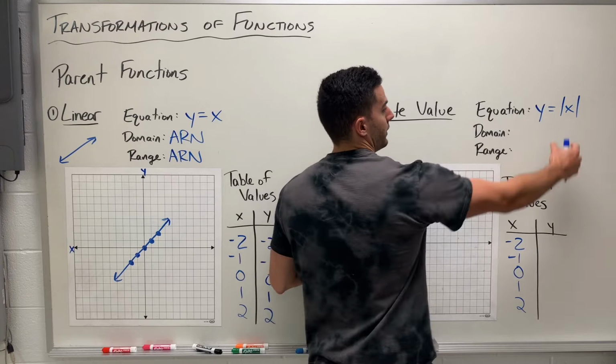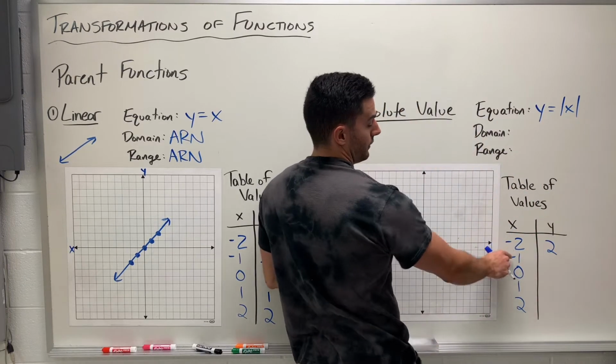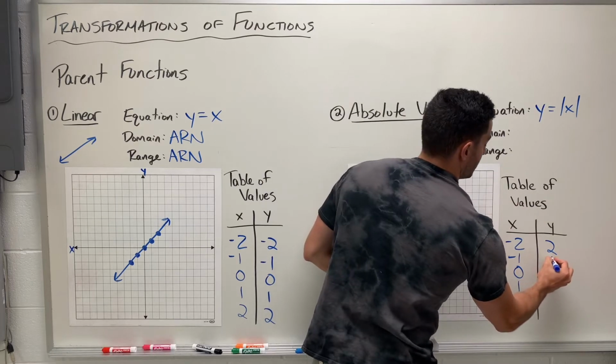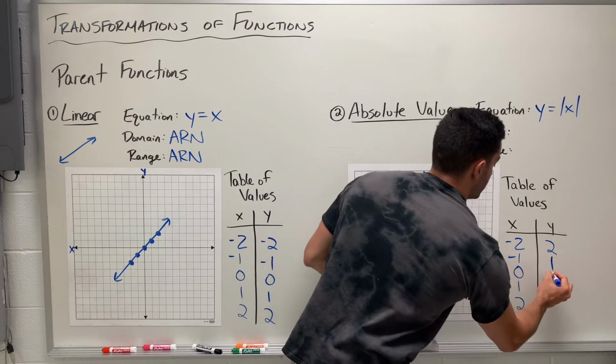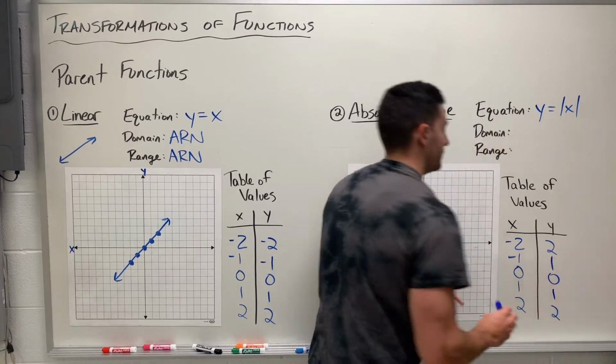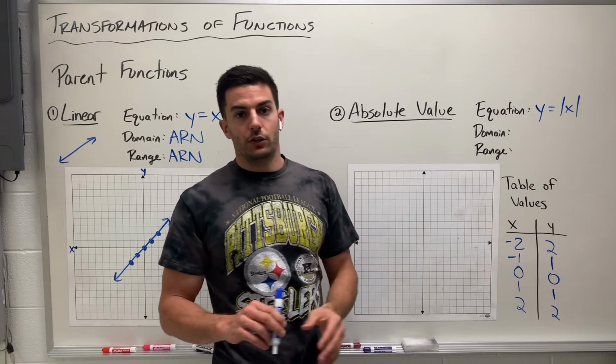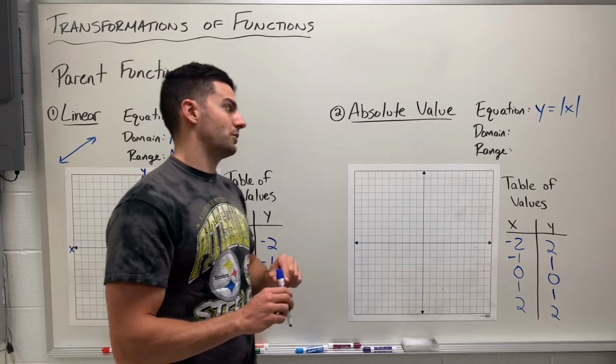So the absolute value of -2 would be +2. The absolute value of -1 would be +1. Absolute value of 0 is 0. And then if I put the positives in there, they also end up being positive. So just a little bit different, right? Basically with absolute value, we don't end up with any negative answers, okay?